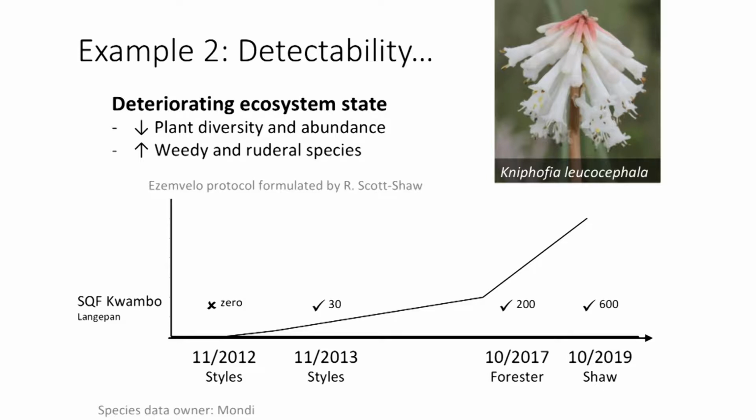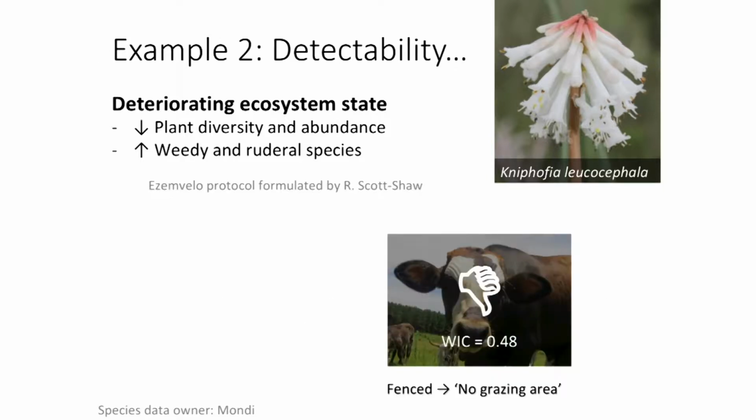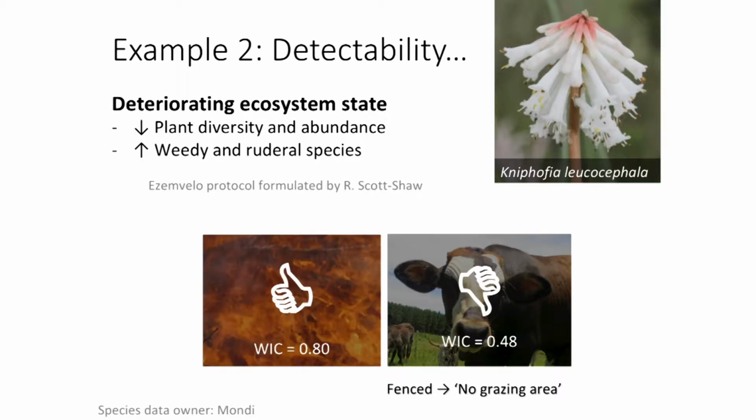Okay, so using the Ezenvelu protocol, they are seeing a decrease in plant diversity and also abundance, and an increase in weedy and ruderal species. And the main cause of this is uncontrolled livestock grazing, and they have management interventions. It's now a no grazing zone, so we're hoping that this will recover. But at the same time, we know that fire is really important for this species, and fire management in this plantation is really spectacular. It's at 80% of best practice.